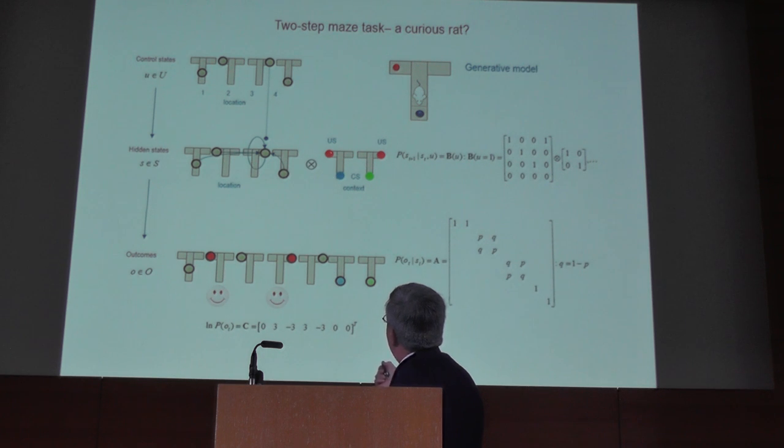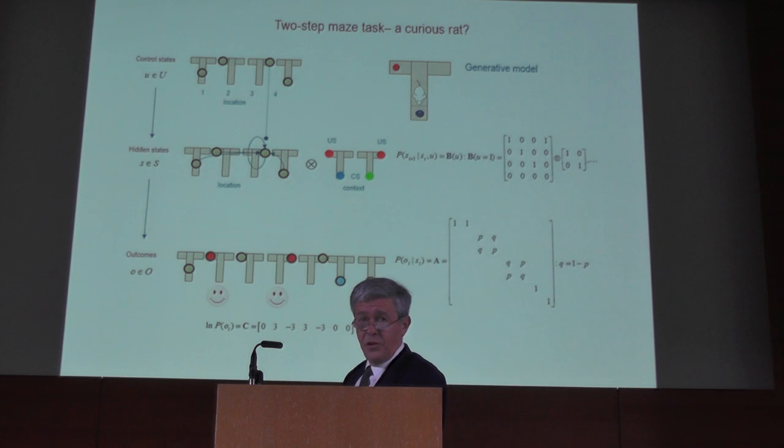So when it's blue, the reward is on this side, and when it's green, on that side. When it goes to one of the beta arms, it has to stay there, so that's an absorbing state. So it's a very simple task. We can do two movements.